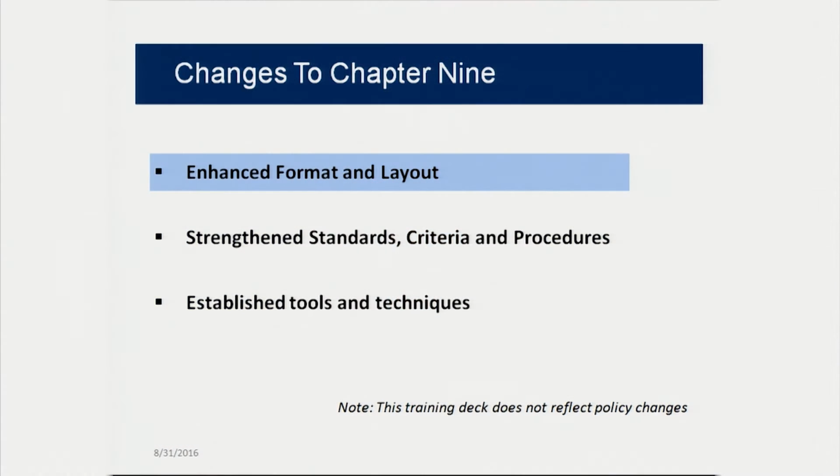This presentation is organized to provide a walkthrough of the changes made to Chapter 9, which primarily include: 1. Enhanced format and layout, 2. Strengthened standards, criteria, and procedures, and 3. Established tools and techniques for RCS appraisers, reviewers, and owners. In the following slides, I will provide you with the changes and enhancements under each of these 3 areas.